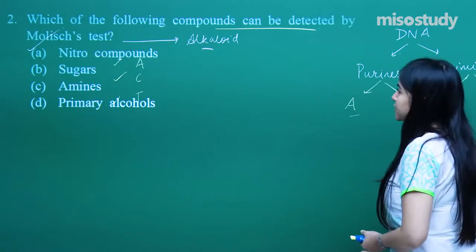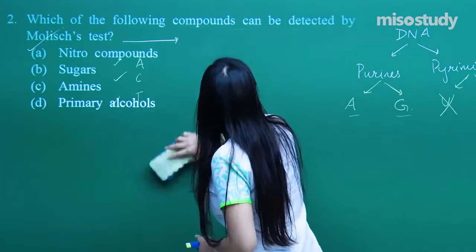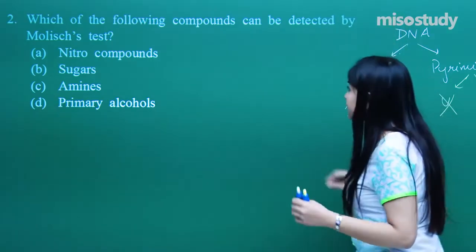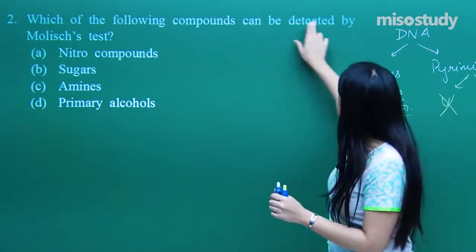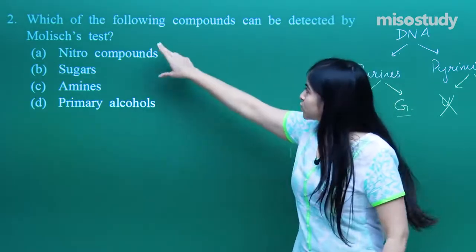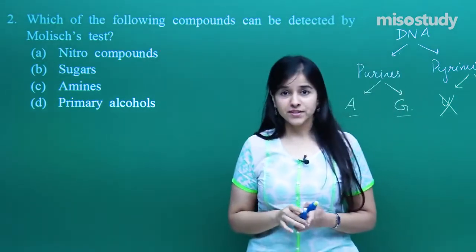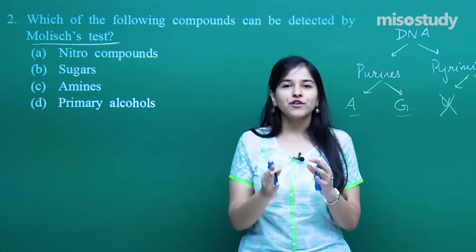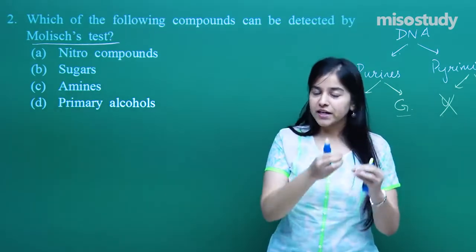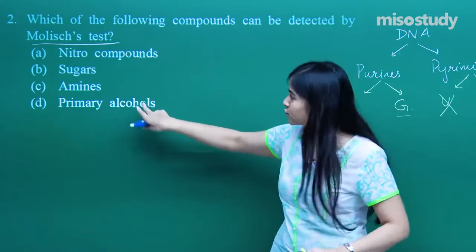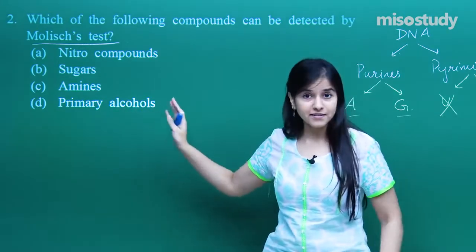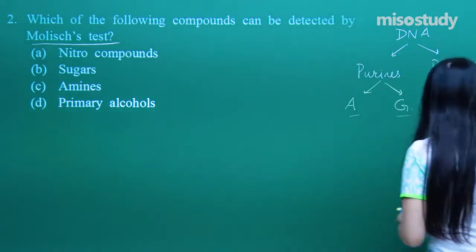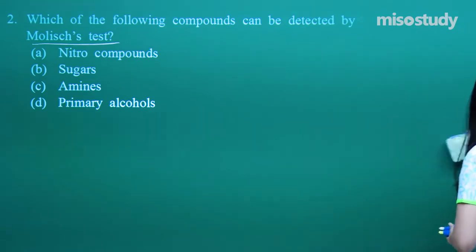Now the next question is quite important, as it asks us about a particular test. Which of the following compounds can be detected by Molisch test? You need to have proper information about the Molisch test. It is a pretty beautiful kind of test. Why? Because we take up the solution of the concerned compound, out of the 4, which is the right answer.